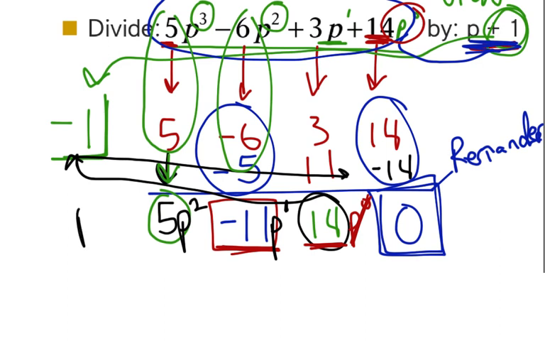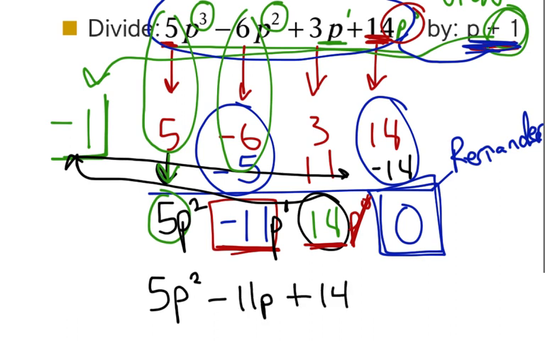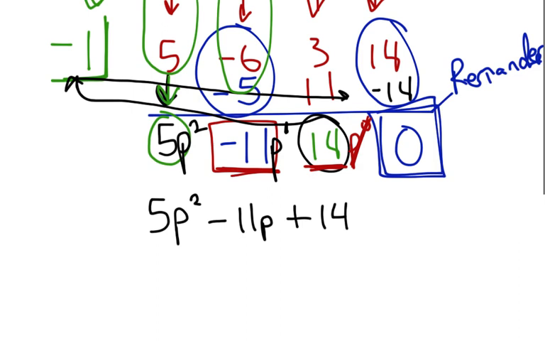If there was more numbers over here, I'd say p to the third, p to the fourth, and so on, but we don't have any more numbers, so I don't do that. Okay? So now my final answer is 5p squared minus 11p plus 14.